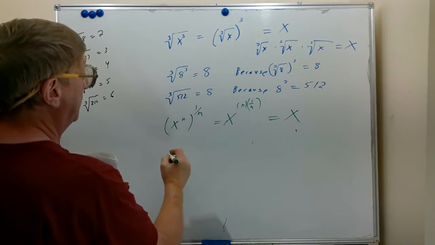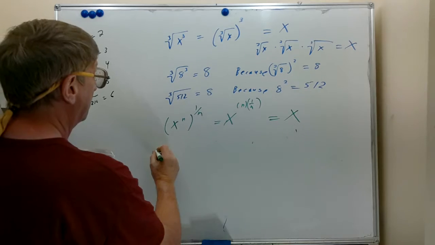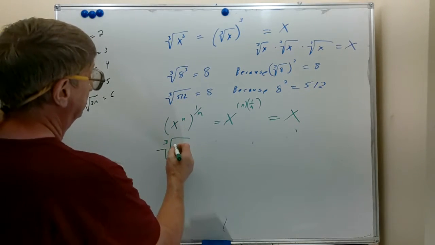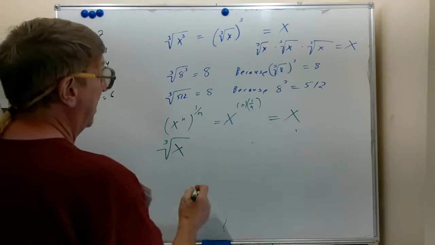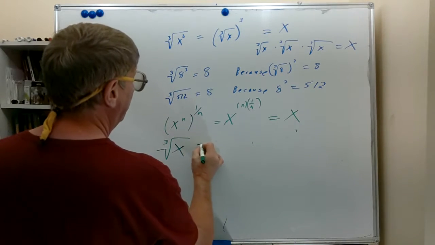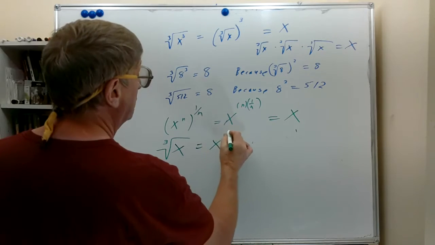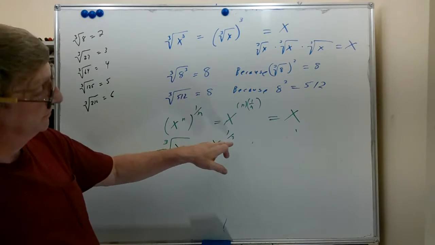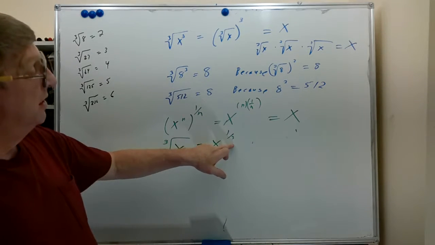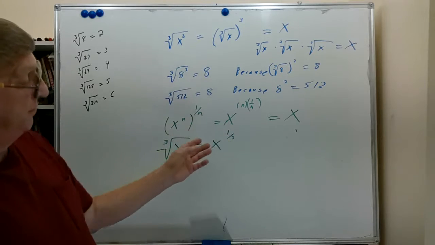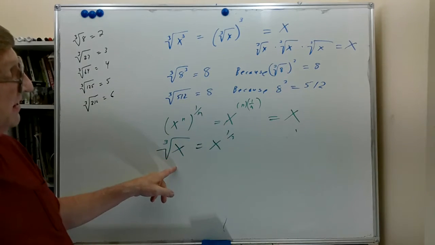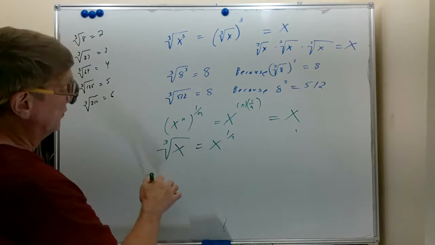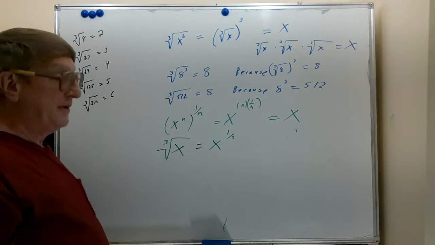Well, this is basically equal to the exponent 1 over 3. So we could say that the cube root of x is equal to x to the 1/3 power. So any root would equal x to the 1 over the root power. This exponent 1/3 is equivalent to the 3 on the radical sign.